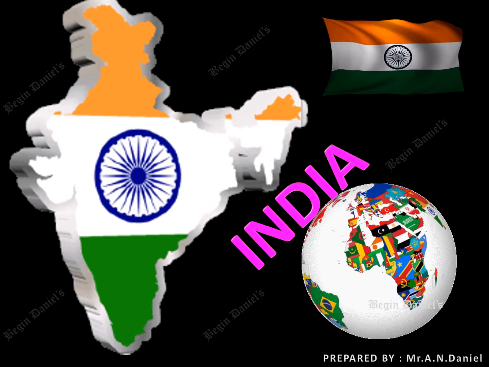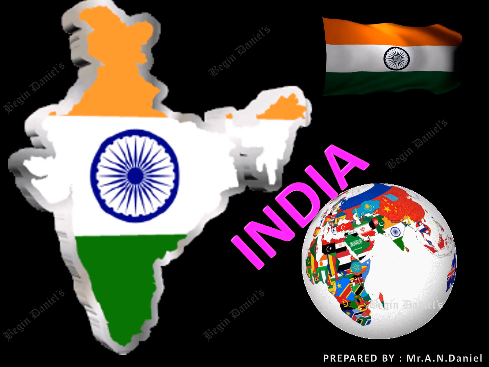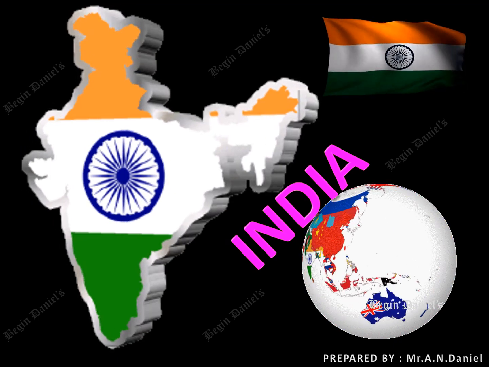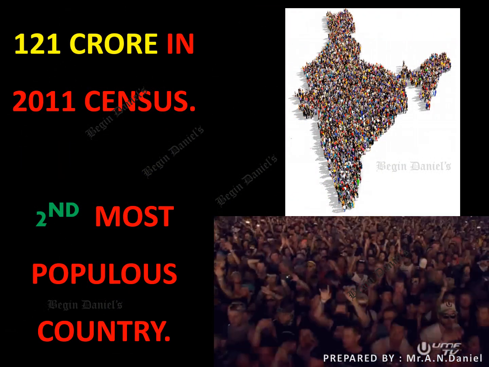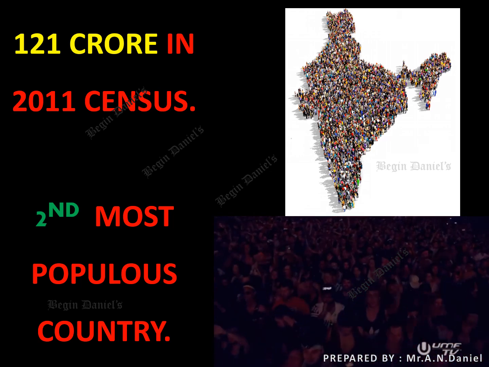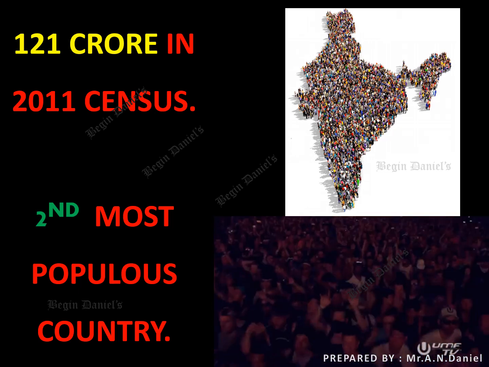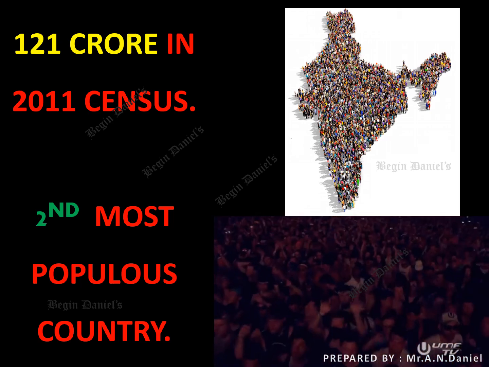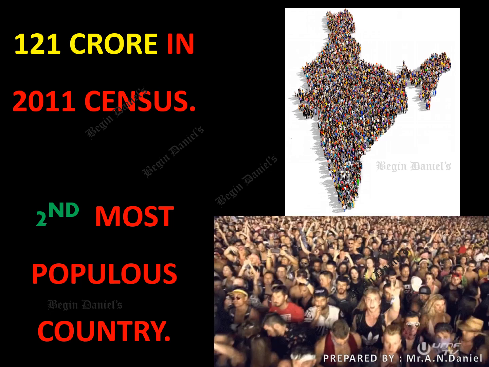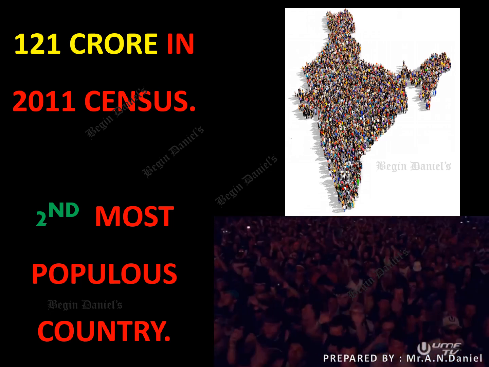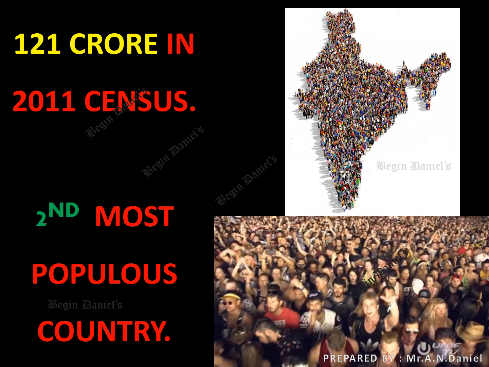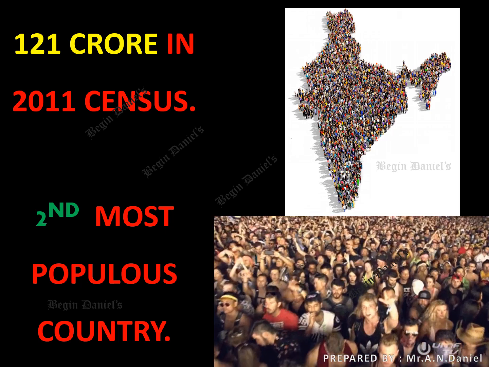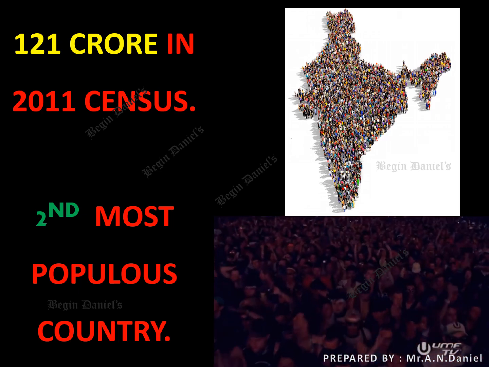We can see the map of India. India and Brazil we are going to study in this lesson, a comparative study between India and Brazil. First, if you take the Indian population, according to the 2011 census, there were 121 crore people in India, and at that time India was the second most populous country in the world. But now India has crossed China from February 2023. So India is the most populous country in the world nowadays.